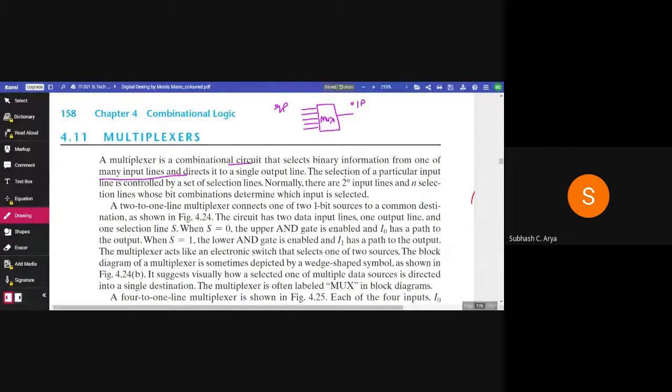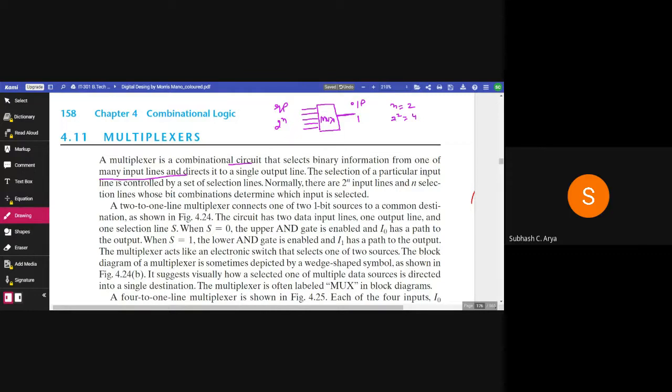More specifically, in binary, there are 2 to the power n input lines, maybe sometimes fewer, but most of the time 2 to the power n input lines and one output line. Suppose n is equal to 2. So total input lines will be 2 to the power 2, which is 4. Out of these 4 input lines, one line is selected and given a path or connection to the output line.